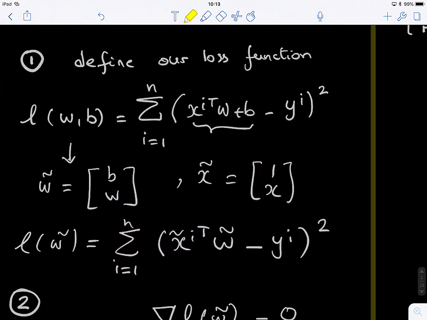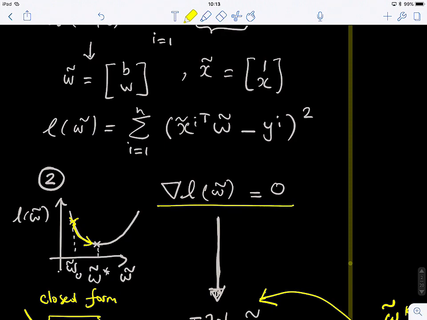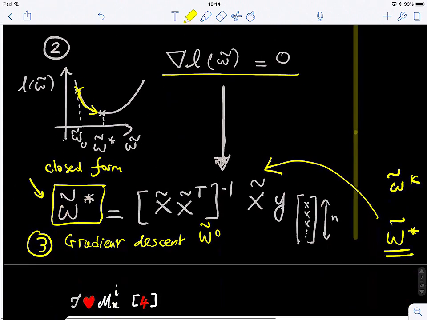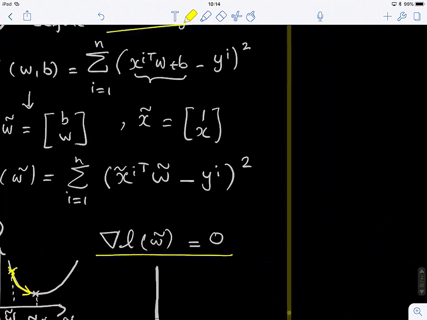So the first thing is defining the loss function, setting the gradient to 0 to find the minimum, and then performing gradient descent if we don't have a closed form. In any case, we can perform it, but if we have a closed form, we can directly compute it. But we can solve the same problem by using gradient descent.